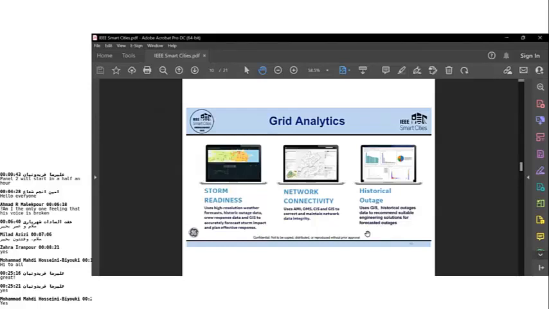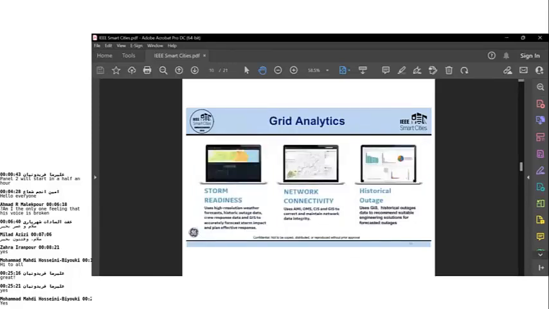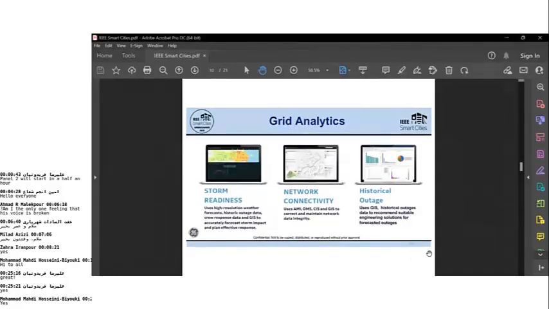Next one is historical outages, saying that given the outages, tell me what kind of engineering solution I should implement to prevent outages in the future, basically. Yeah, if you can go to the next slide, please.